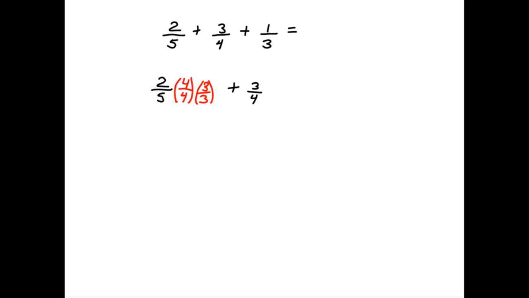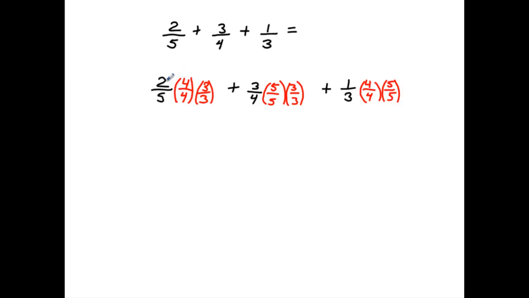But in this case, all we have to do is multiply it by 5 over 5. And 3 over 3. We come down and we look at the 1/3. And we can multiply it by 4 over 4 and 5 over 5. So the rule is, whatever you multiply the numerator by, you have to multiply the denominator by the same thing.